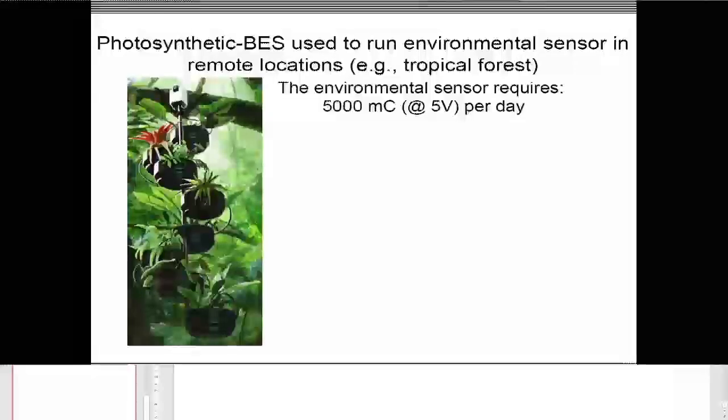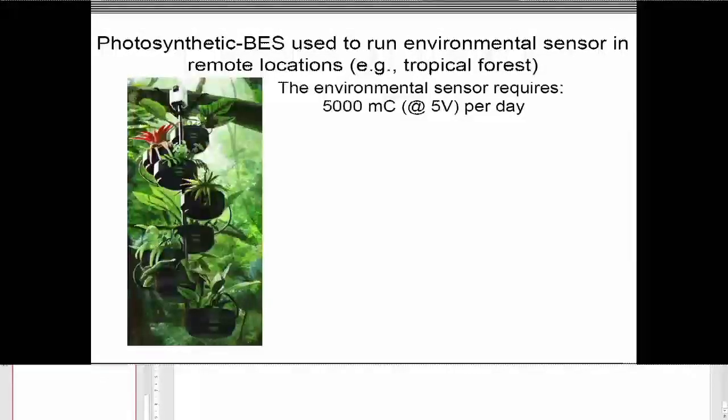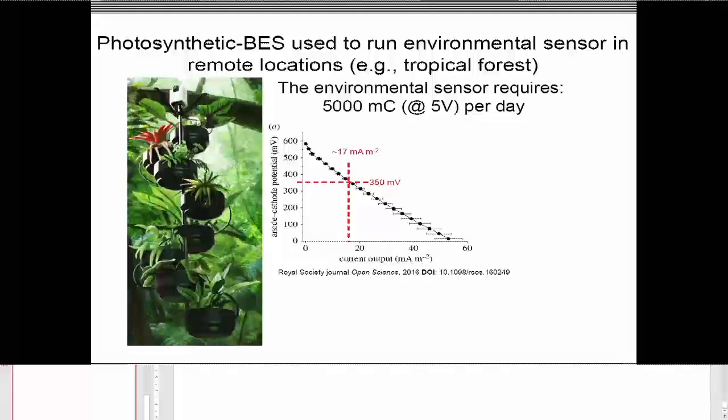So what they need is actually not very much. It's about 5,000 millicoulomb at 5 volts per day to run the system. And so I went back to one of my results. This is something that we published a couple of years ago.